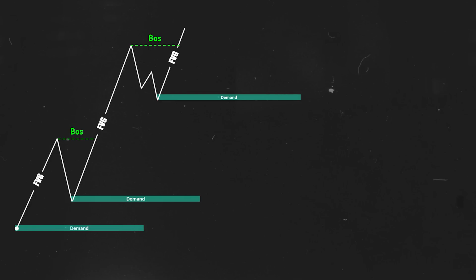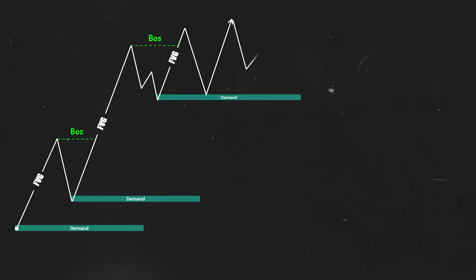Imagine the market is in an uptrend, forming a series of higher highs and higher lows. Each time price breaks structure to the upside with inefficiency, a demand zone is created. These demand zones remain unmitigated until price revisits them, offering ideal opportunities to trade with the dominant trend.